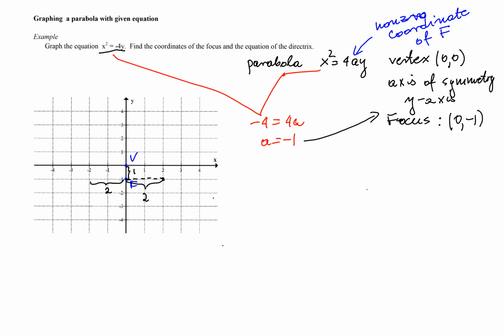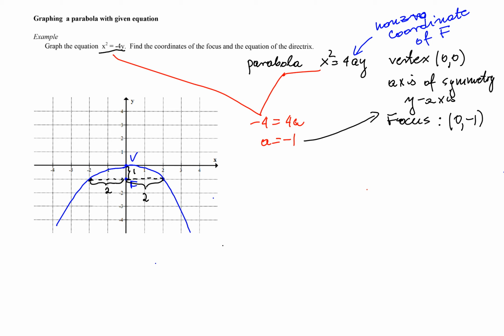We go 2 units to the right to get the other point, the other endpoint of the latus rectum, and these are the points on the parabola. They will tell us how wide or how narrow that parabola is. So we start with the vertex, go through the first endpoint, and then we'll do that symmetrically on the other side.